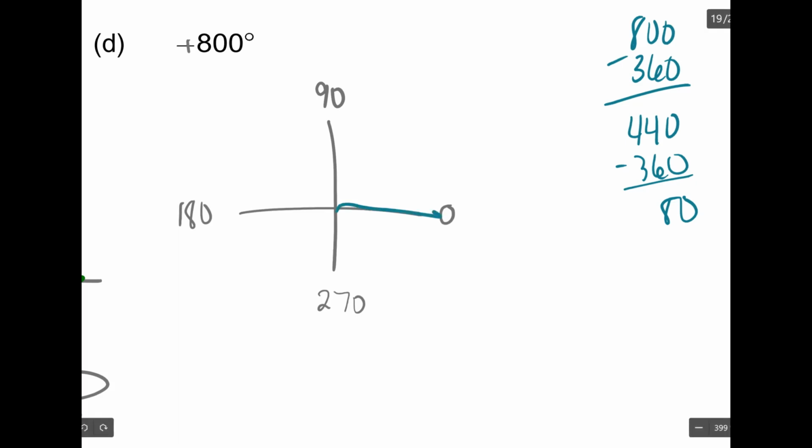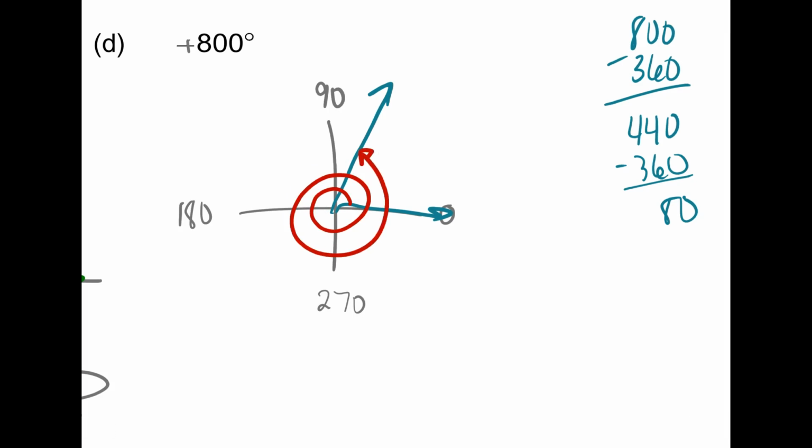Okay, so here's my initial. I'm going to go around one time and two times, then I go to where 80 degrees is located. Let me do that again. Okay, so I go around one time to 360, two times to 720, and then I go 80 more to reach 800. Okay, cool. So this is my 800 degree.